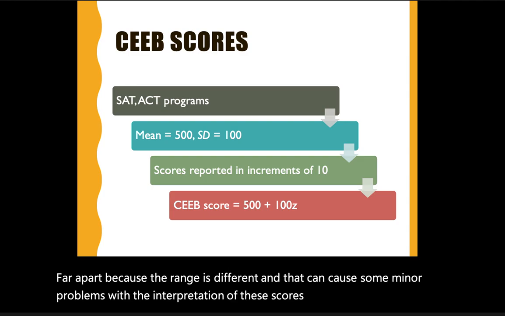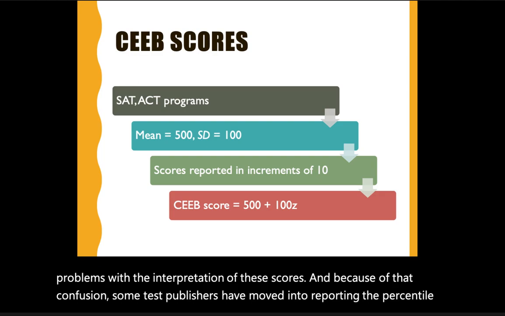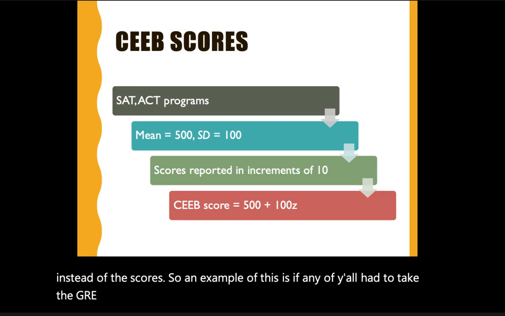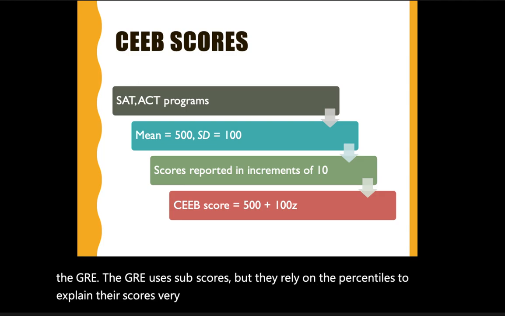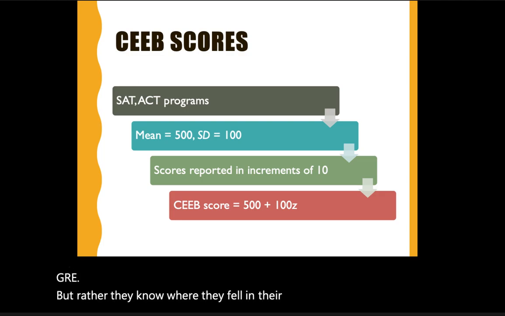And that can cause some minor problems with the interpretation of these scores. And because of that confusion, some test publishers have moved into reporting the percentiles instead of the scores. An example of this is the GRE, if any of y'all had to take it. It uses CEEB scores, but they rely on the percentiles to explain their scores. Very few people actually know their real score on the GRE, but rather they know where they fell in the percentile of their scores.